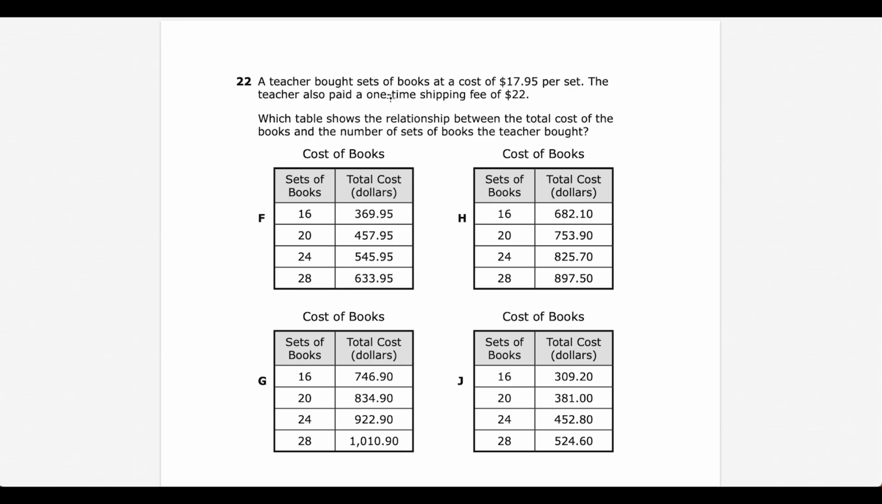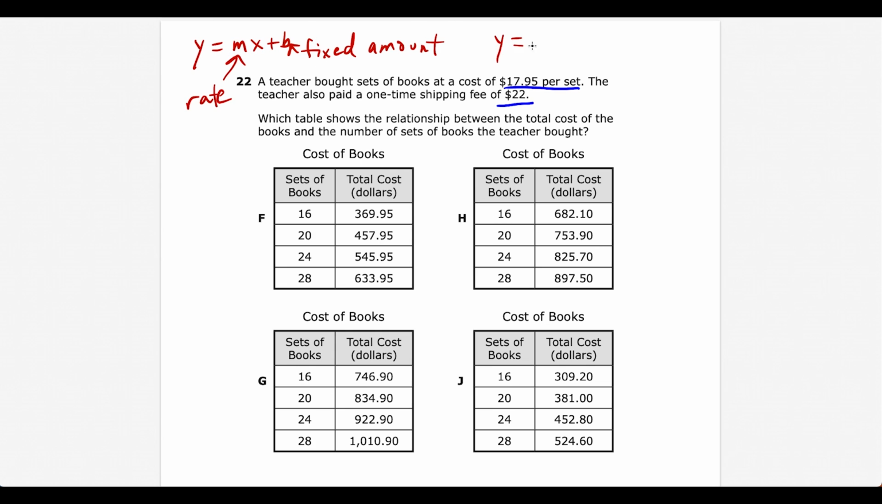Question 22, a teacher bought a set of books that cost $17.95 per set, and then the teacher also paid a one-time shipping fee of $22. And we want to know which table shows the relationship between the total cost of the books and the number of sets of the books that the teacher bought. So what we're looking at here is going to be a linear relationship. We have y = mx + b, but just know in word problems, m represents the rate and b represents the fixed amount.